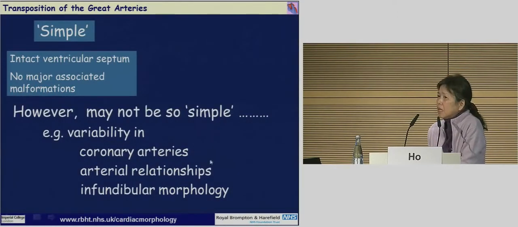But even in the simple form, this so-called simple transposition may not be quite so simple. For example, there may be variability in coronary arteries, as already alluded to by the first speaker. Arterial relationships may be variable, and there may be also variability in infundibular morphology.